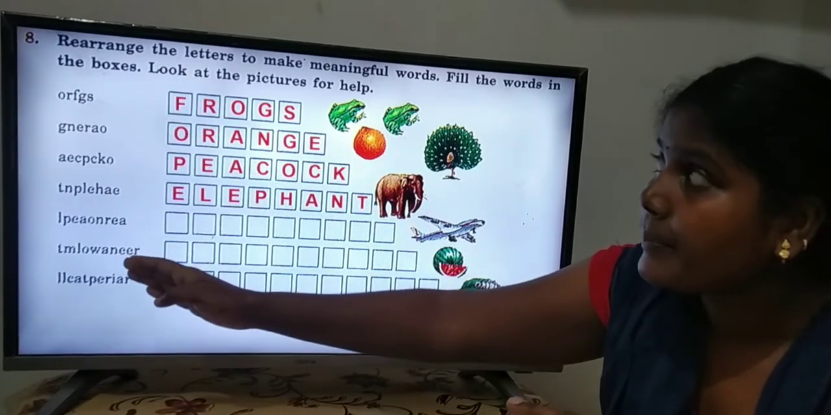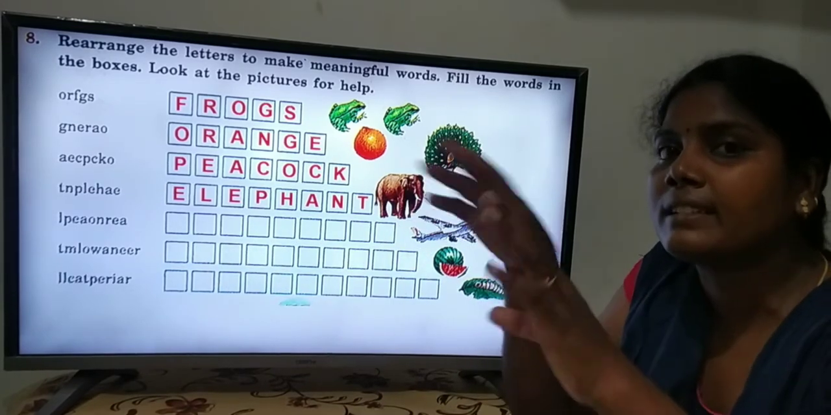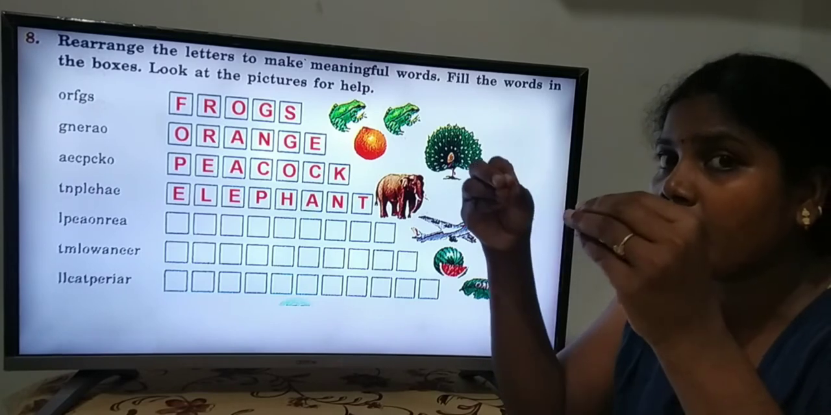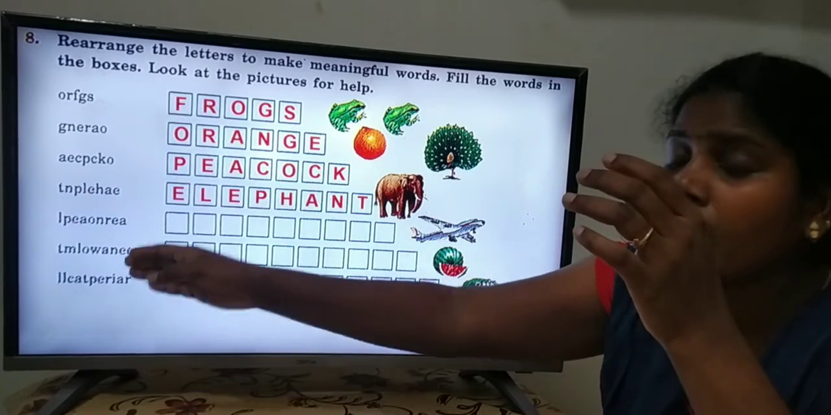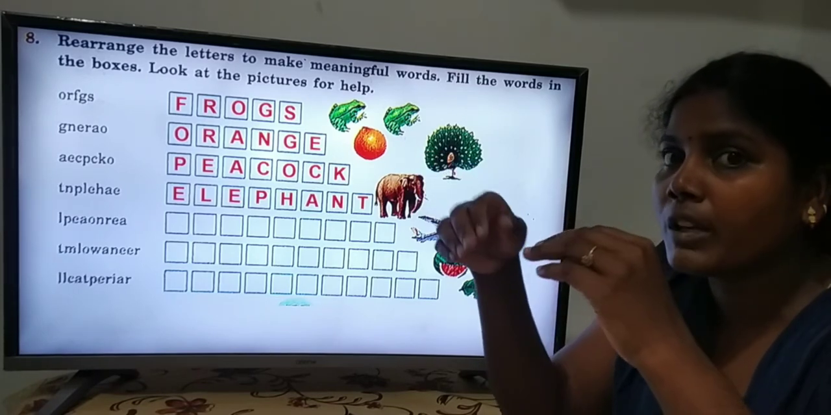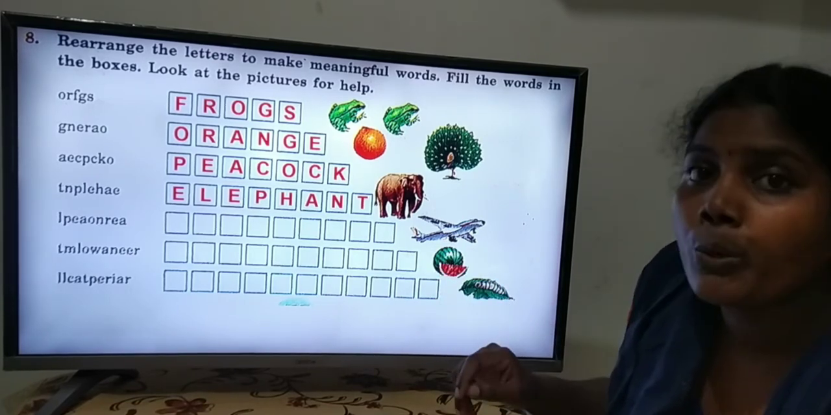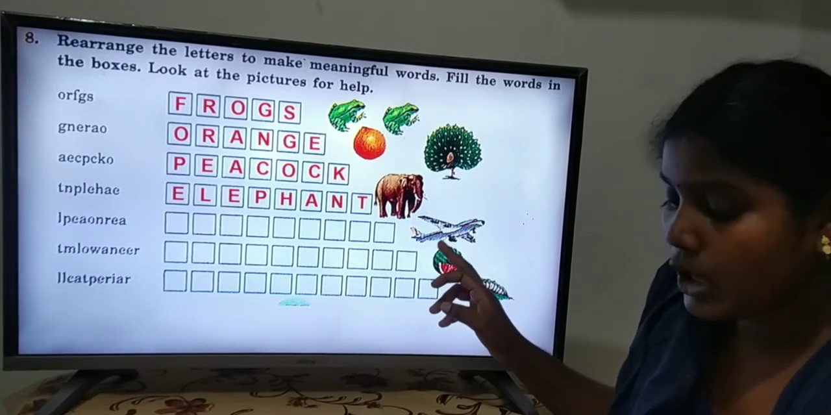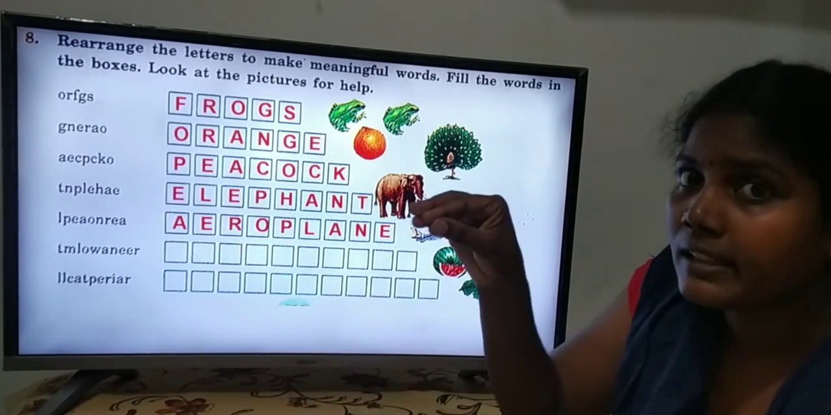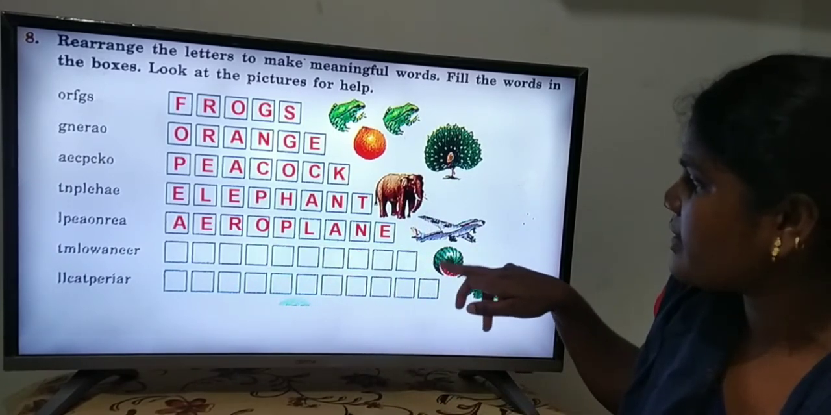These are not meaningful words. They are mixed-up letters making one word. So now we are going to arrange the word. This is not a properly arranged word. We are going to make those letters into a meaningful word. So this is aeroplane. Now we have to arrange the correct letters into a meaningful word. That is aeroplane.